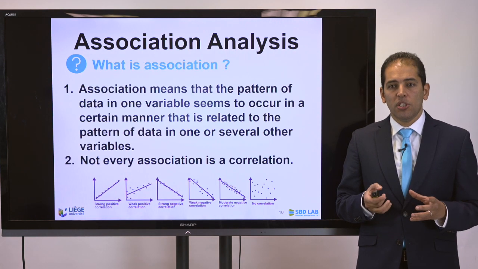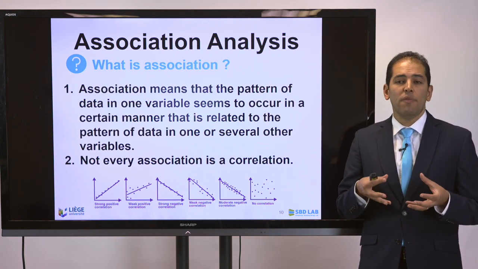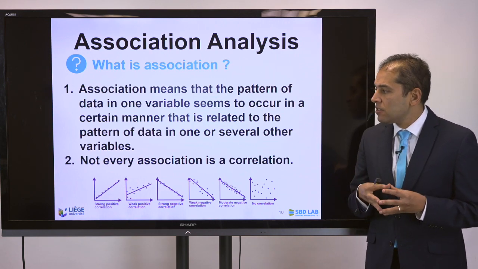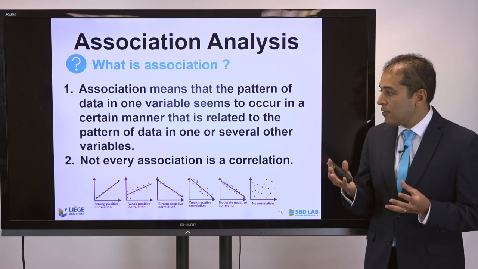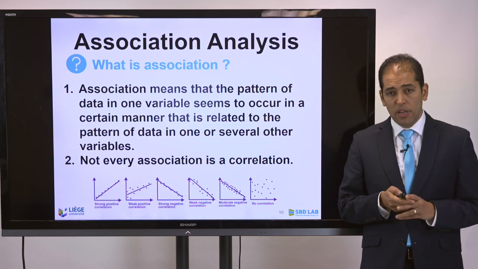As you know, association has a definition, and association means that the pattern of data in one variable seems to occur in a certain manner that is related to the pattern of data in one or several other variables, and not every association is a correlation. This is very important takeaway.